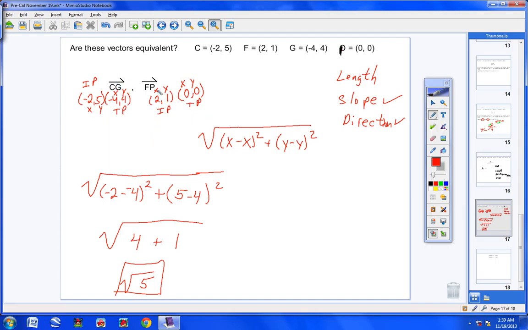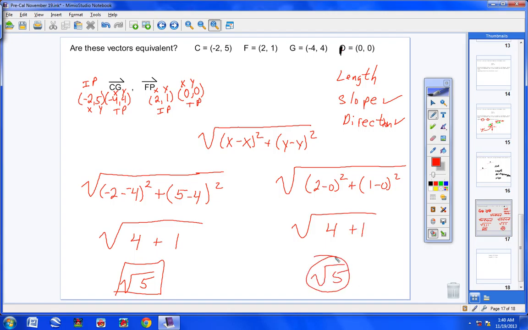Now I'm going to find the length of vector FP. And if they're the same, then I definitely have equivalent vectors. If they're not the same, then I don't. So x minus x, 2 minus 0, plus y minus y, 1 minus 0, squared. 2 minus 0 would be 2, 2 squared is 4, 1 minus 0 is 1, 1 squared is 1, and 4 plus 1 is 5.